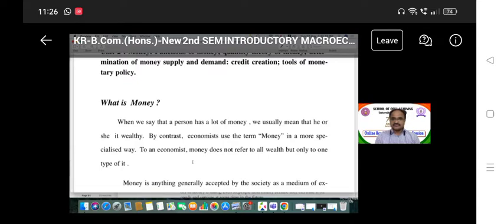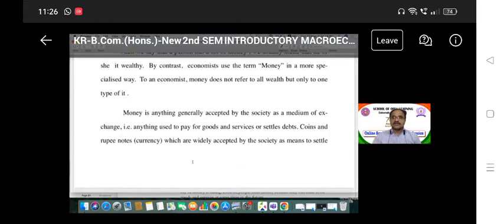In economic terms, money does not refer to all wealth, but only to one type of it, that which you can exchange for goods and services. So what is the definition of money? Money is anything generally accepted by society as a medium of exchange. Is each and every kind of money accepted by any person or society? No. Generally, anything accepted by society as a medium of exchange is money. Suppose there is a money that we cannot accept, then it is not money.